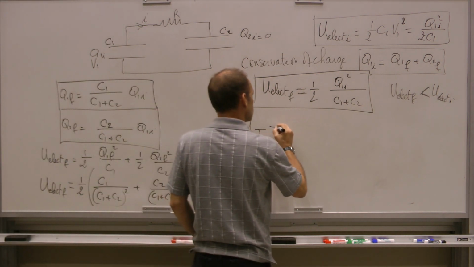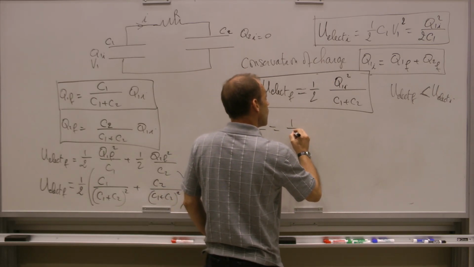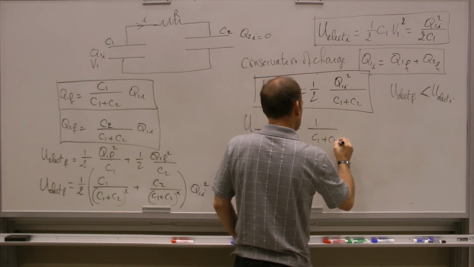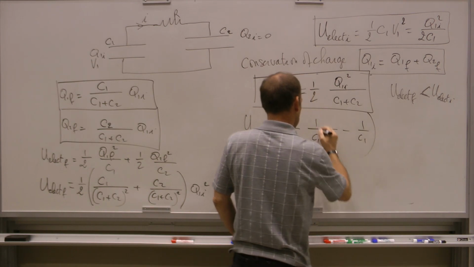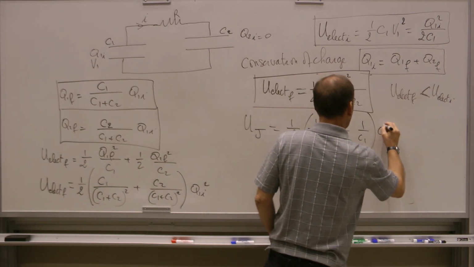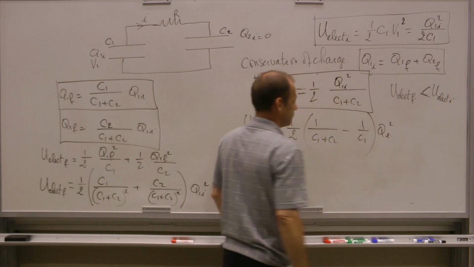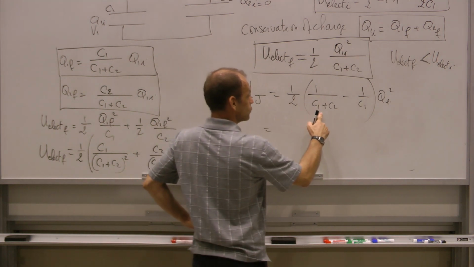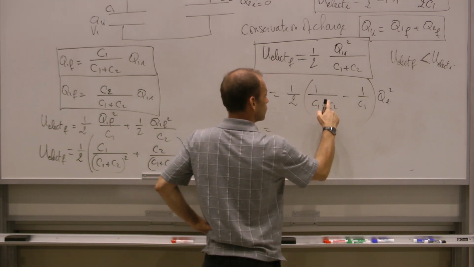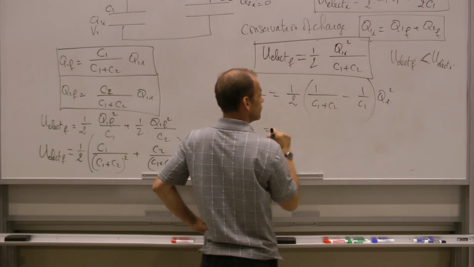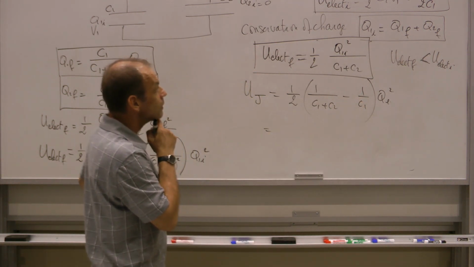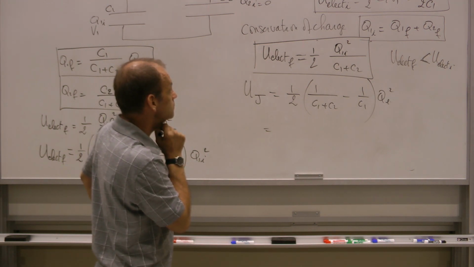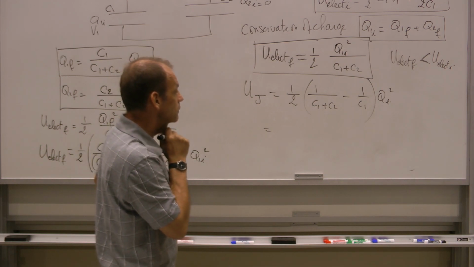Well, it's going to be the difference between the two. So this is going to be 1/2 of the difference between the two, 1 over C1 plus C2 minus 1 over C1, times Q1 initial squared. So this is equal to, reducing to the same denominator, the numerator will have C1, C2, squared, yes.